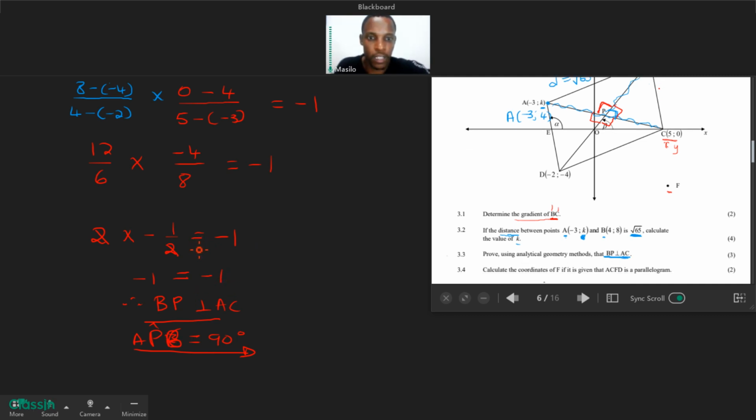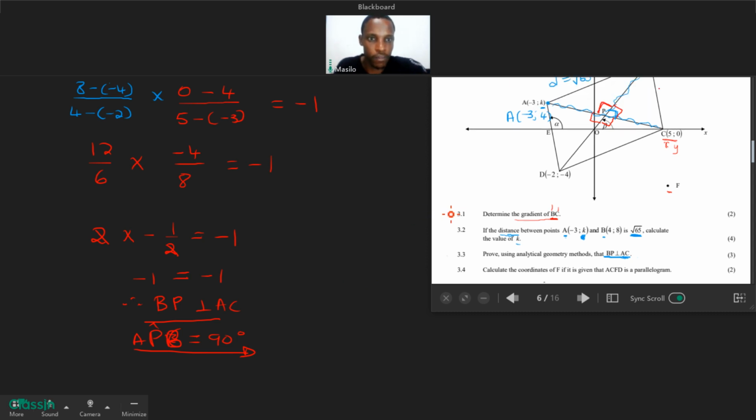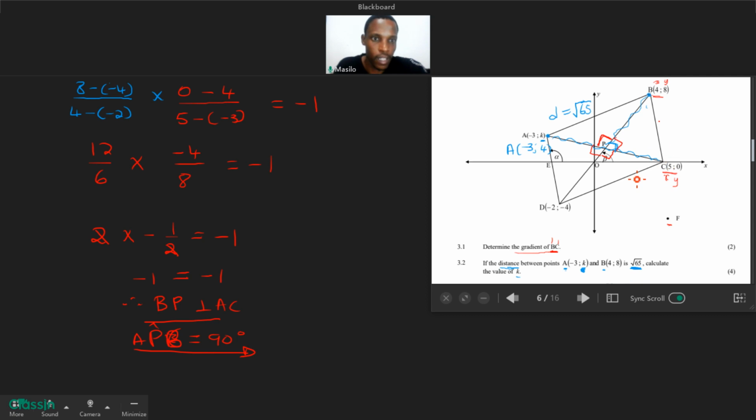Now, let's check another question. It says calculate the coordinates of F if it is given that ACFD is a parallelogram. ACFD, then it means that there's a line which comes there. So a new parallelogram is this one.